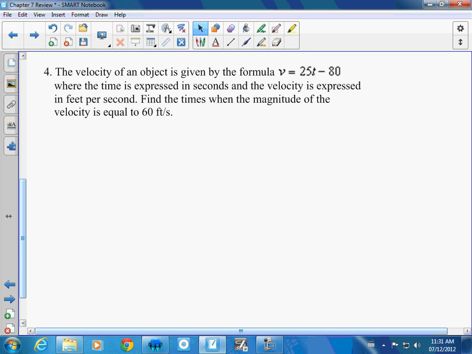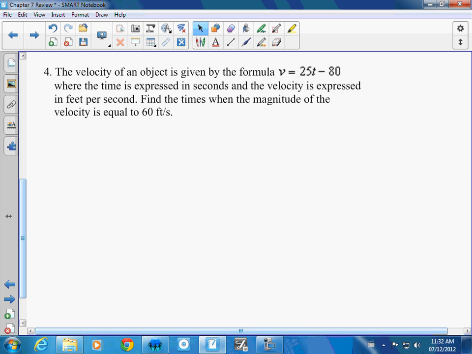Okay, the velocity of the object is given by the formula v equals 25t minus 80, where t is expressed in seconds. So t, 1 second, 2 seconds, 3 seconds, 10 seconds, whatever it was. And the velocity is expressed in feet per second. So a velocity of 10 would be 10 feet per second. Okay? Find the times when the magnitude of the velocity is equal to 60 feet per second.